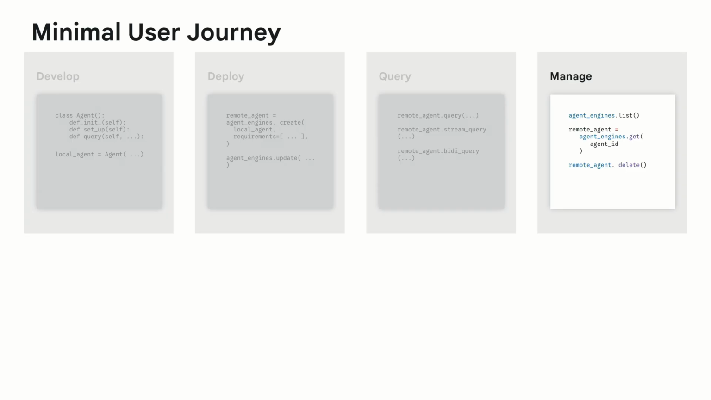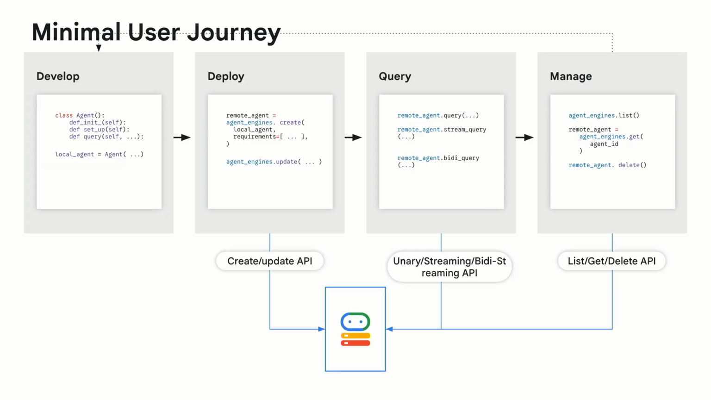Agent Engine also provides APIs for you to manage the deployed agents. Let's put them together. Basically, you develop agents locally, deploy your agents on Agent Engine, use the dedicated cloud APIs to query your agent, and manage your agents with a management API. In practice, you don't necessarily need to work with these low-level APIs because we have pre-built templates to further simplify this experience. Next, Zhan will walk you through the Agent Engine journey in detail. Zhan, it's all yours.